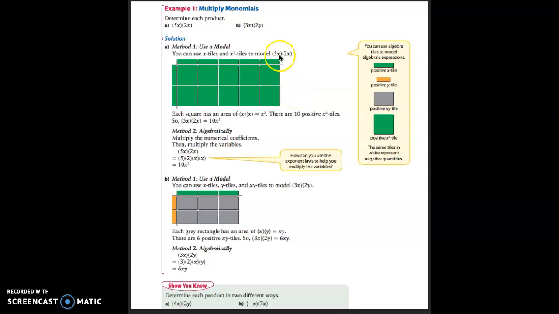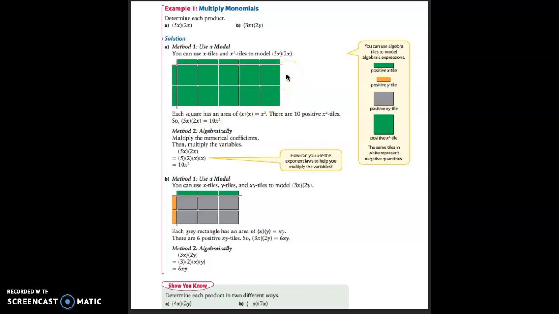Hi there, grade nines. Today we're learning how to multiply monomials. I've showed you this in class before the break, but I'm going to show you again right here. This is directly from your textbook. I've also uploaded this on PowerSchool.